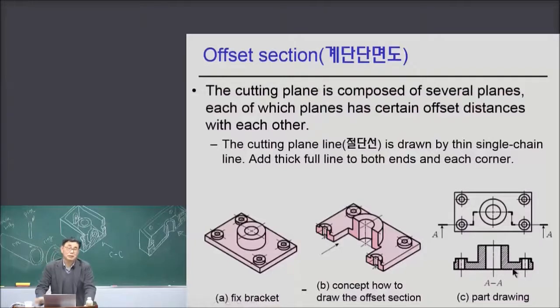Okay, but this is wrong. Why? This cutting plane is actually a virtual plane, so you don't need to add a thick line here. Just assume that this plane is moved parallel to the same distance as this plane, and then draw the sectional view here.